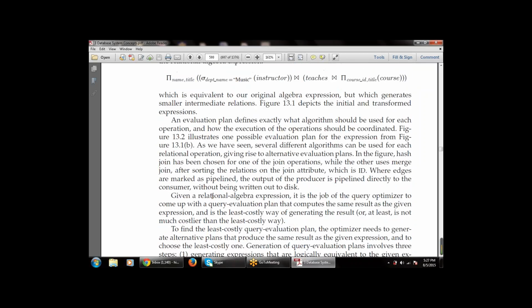Given a relational algebra expression, it is the job of the query optimizer to come up with a query evaluation plan that computes the same result as the given expression and is the least costly way of generating the result. That is, the query optimizer must find how to evaluate the query so that it gives the same result as the given expression at the least cost.